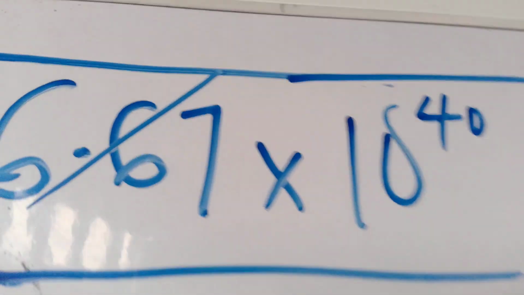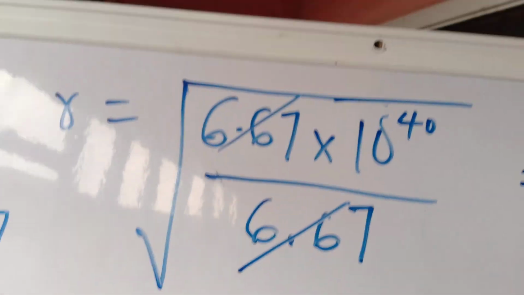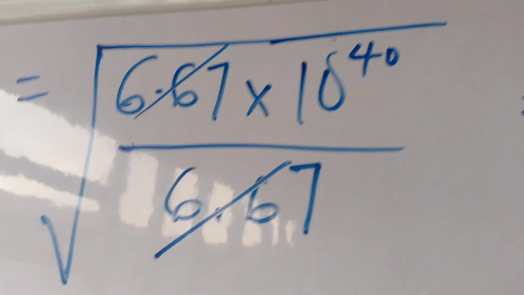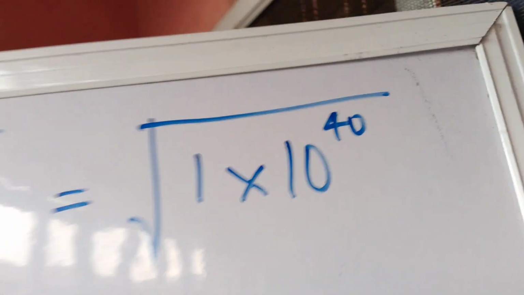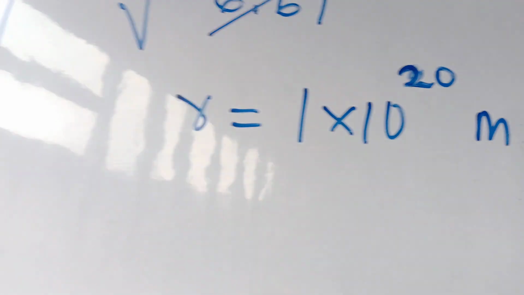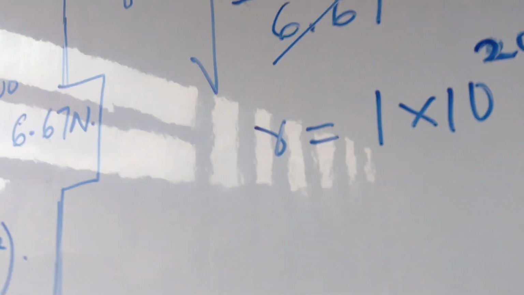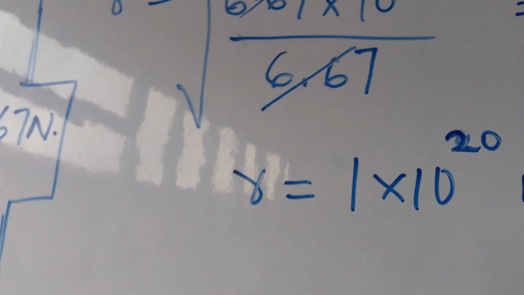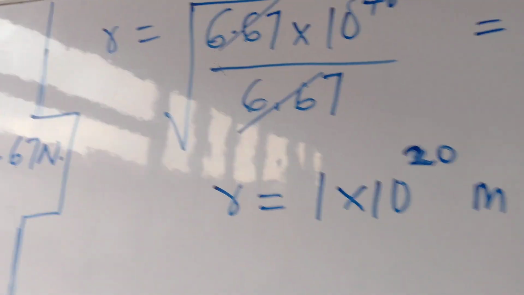If you multiply it, I'm having 6.67 exponent 40, so this will cancel out this. I'll have 1 exponent 40, and the square root of 1 exponent 40 is 1 exponent 20. So the distance apart is 1 exponent 20 meters.